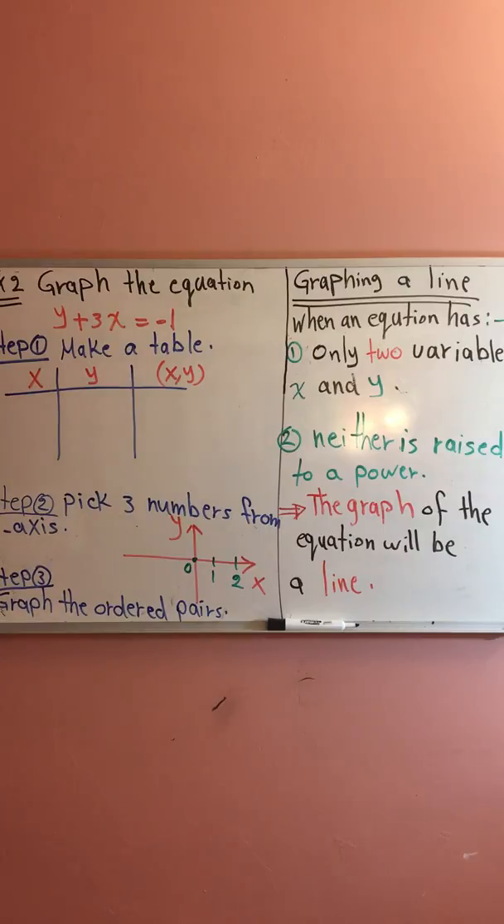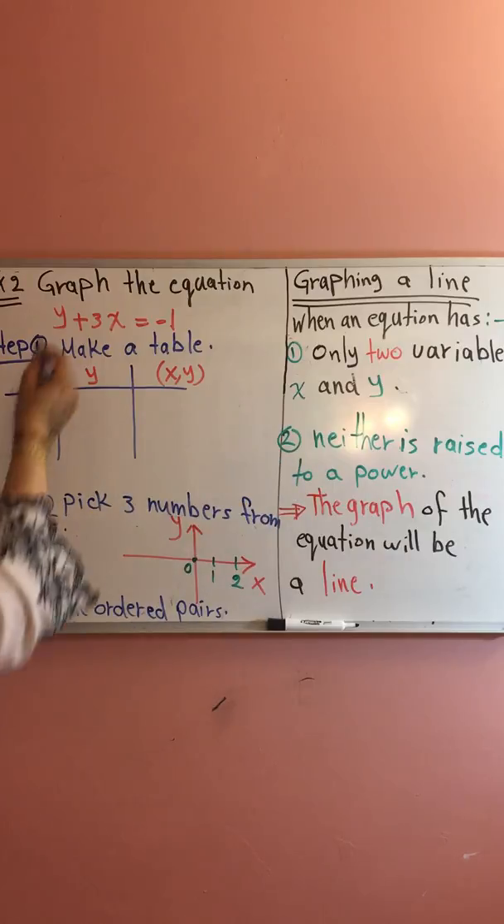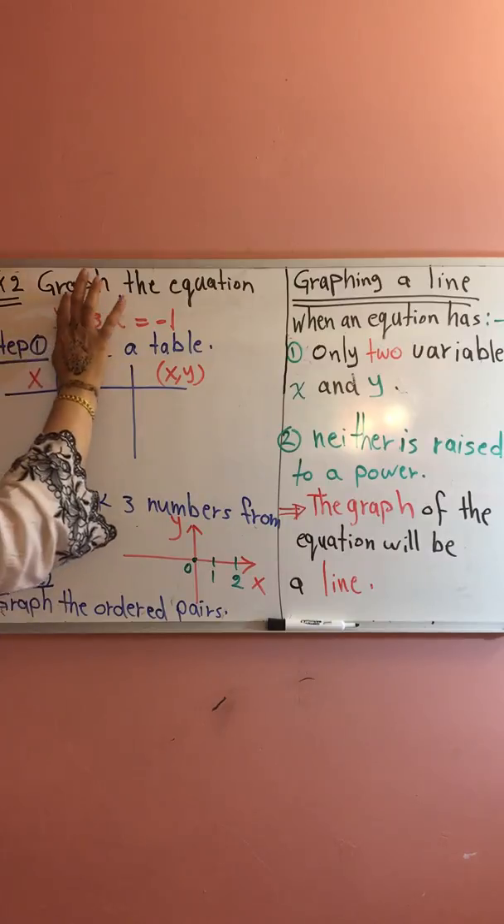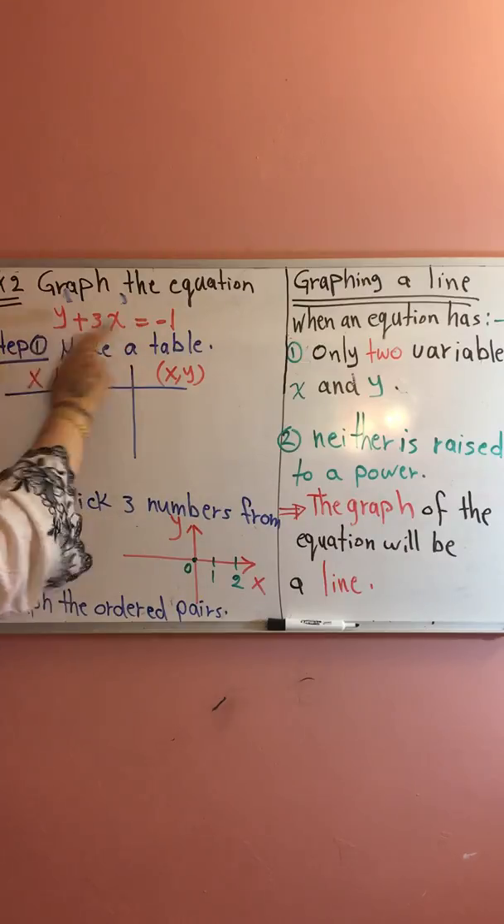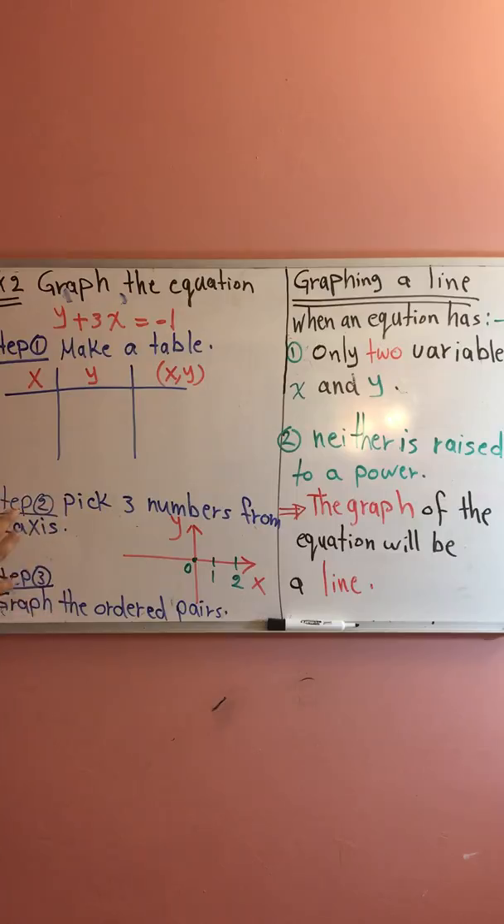So I have example 2. Graph the equation y plus 3x equals negative 1. I'm gonna see this equation has only two variables, x and y, and neither is raised to a power. It means the power for both of them is 1. When it's 1, it means there is no power on top of them. So now this equation, when I graph it, the graph should be a line. It has to be a line.